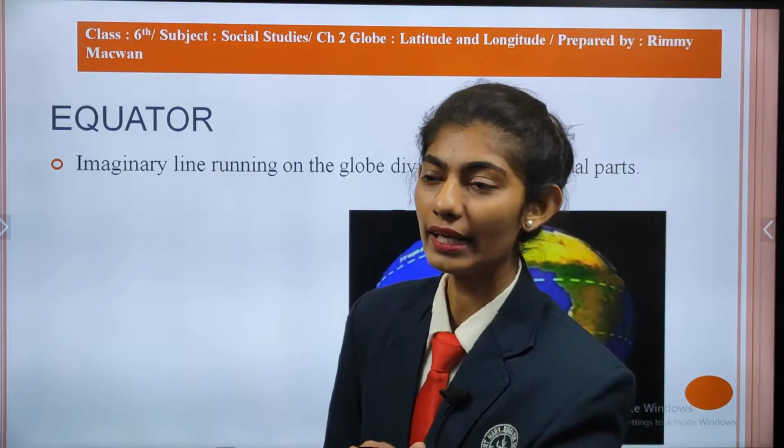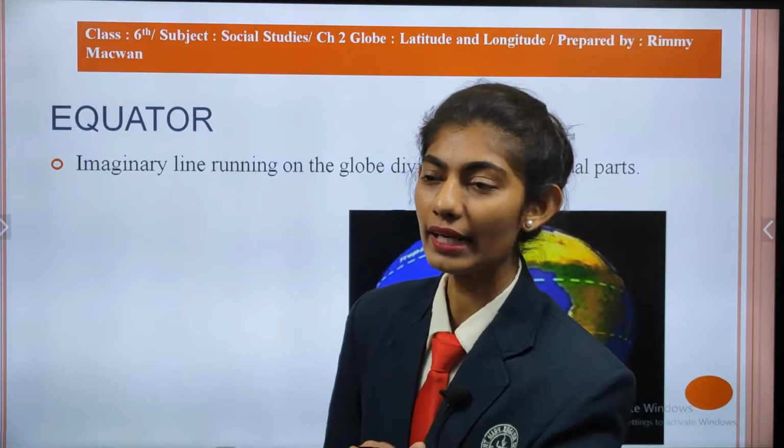Now let's talk about equator. The imaginary line on the globe that divides it into two equal parts is the equator. As the equator divides it into two equal parts, it therefore has a northern hemisphere as well as a southern hemisphere.